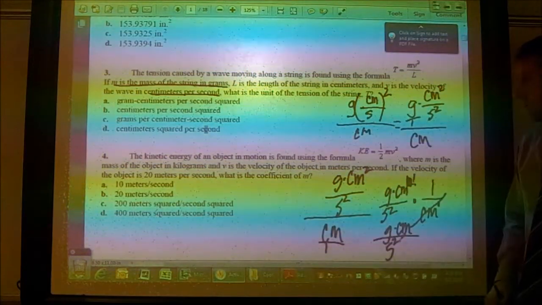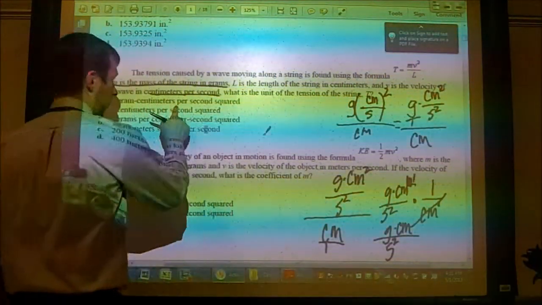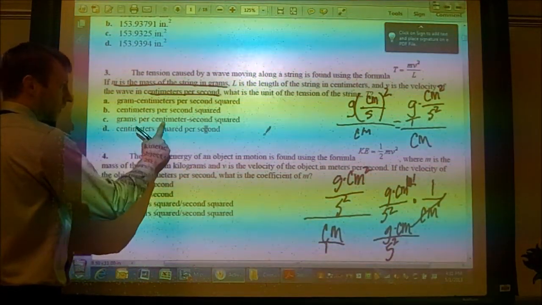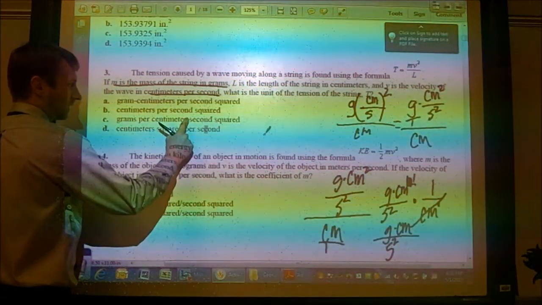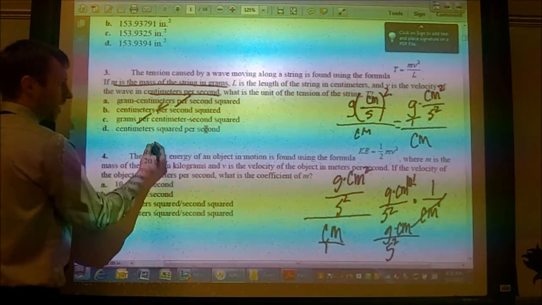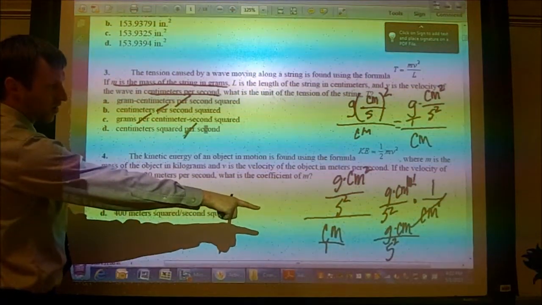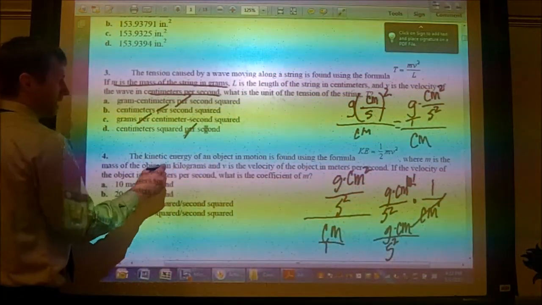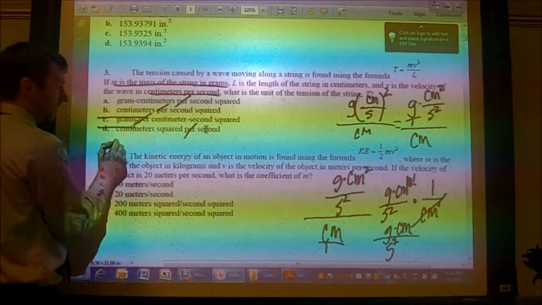So now I'm going to start to look at my answers here, right? I've got centimeters per second squared, centimeters per second squared, grams per centimeter per second squared, right? So this kind of means times when they're together, and the per means divide, right? Well, what do I have in mind per second, right? Mine's on the bottom, per second squared. So that eliminates a couple of these choices here. That eliminates C, and that eliminates D.